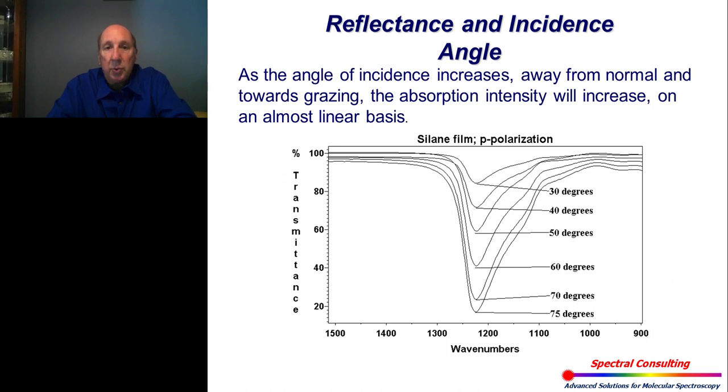So as we change the collection angle and the incidence angle, go from normal towards grazing, you can see how the intensity for that silane film gets stronger and stronger as we increase that angle all the way from 30 degrees to 75 degrees. And if we were to plot that, it would be almost a straight line.